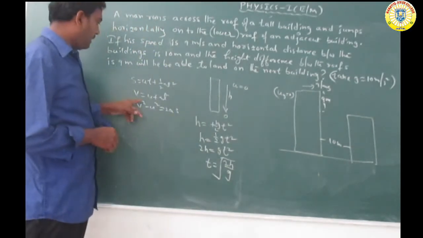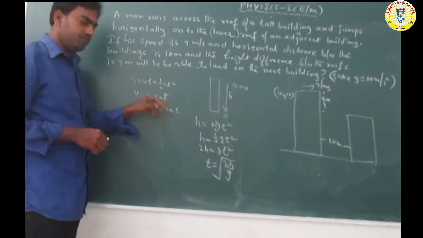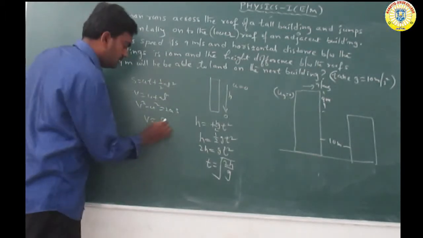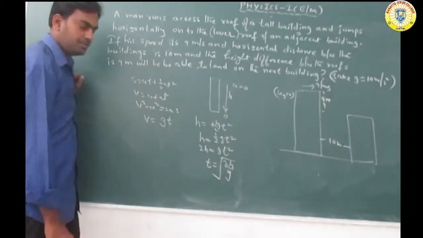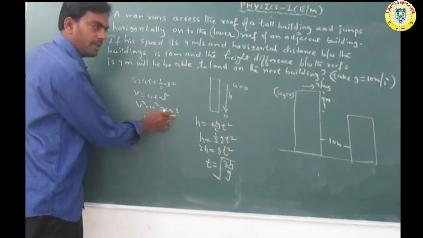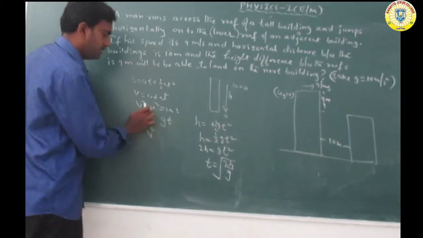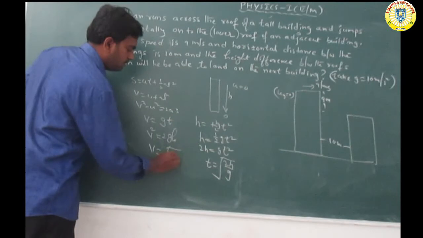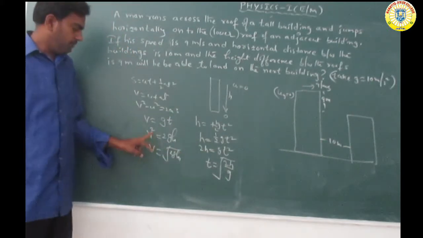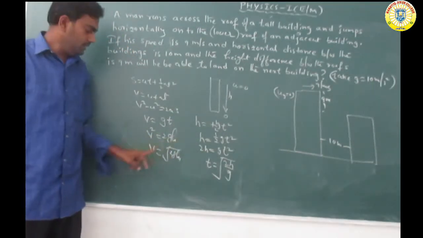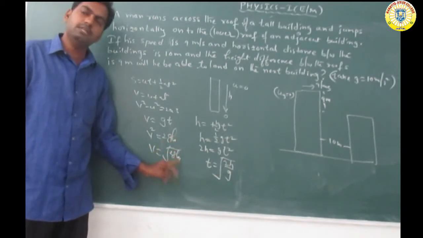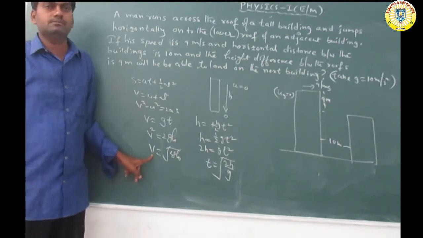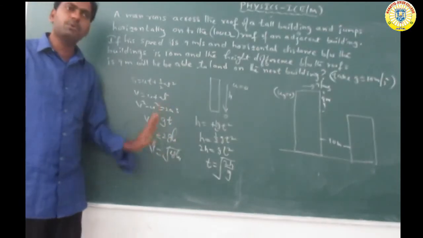Now here applying v is equal to u plus at. So v is equal to g t, since the initial velocity u is 0. Right, v square minus u square is equal to 2as, so v square is equal to 2gh, since u square is 0. Okay, so v is equal to under root of 2gh. So v is the final velocity of any free falling body, v is equal to under root of 2gh.